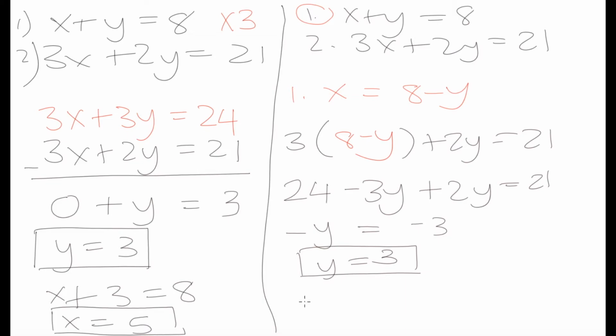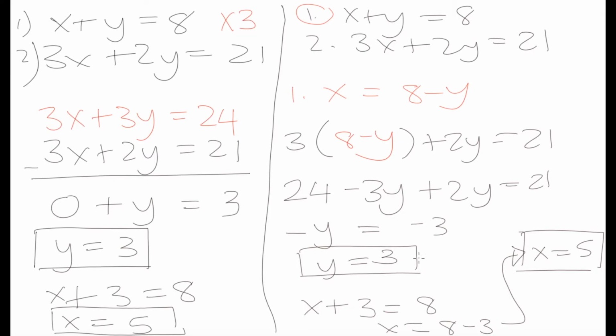So we're going to get that x plus y, and y is equal to 3, so x plus 3 is equal to 8. We can move this 3 to this side, and we're going to get x is equal to 8 minus 3, and that is x is equal to 5. So we can see that when we used elimination over here, we got y is equal to 3 and x is equal to 5, and we used substitution here and got the same answers.